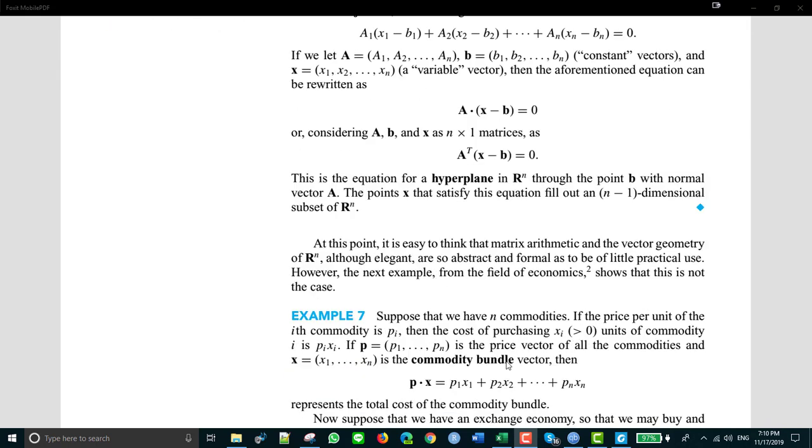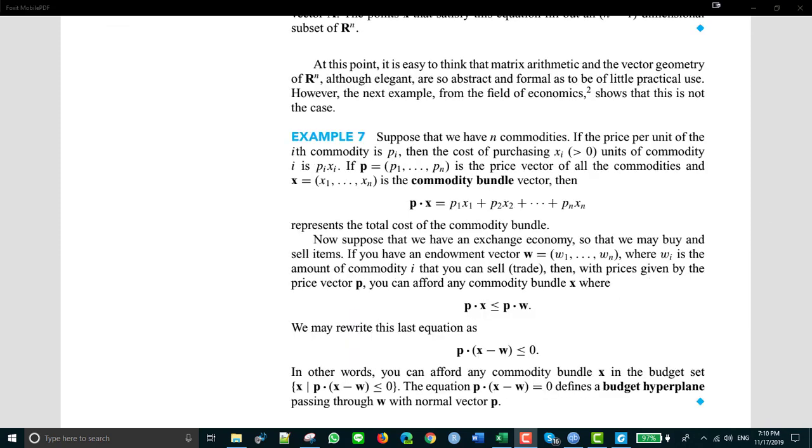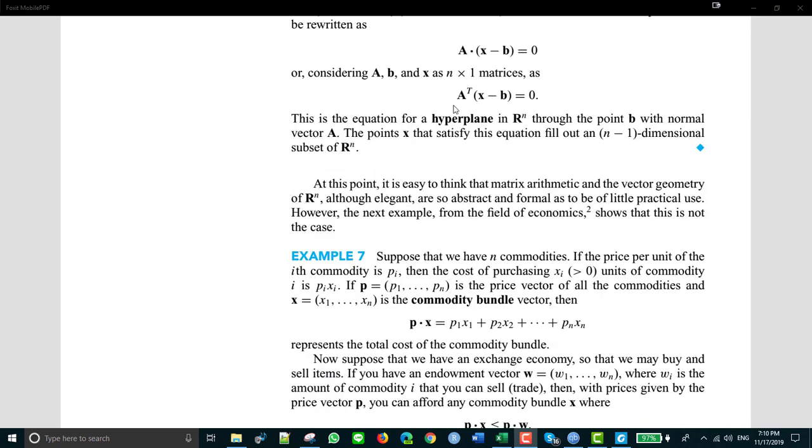Okay, next they show an example from economics, just to emphasize that although this is quite abstract, there are lots of applications of it. Even though we're talking about hyperplanes in Rn, there are many cases where we might want to use this, and one example is in economics. They say, suppose you have n different commodities. So you might have gold and silver and diamonds and coffee and so on.